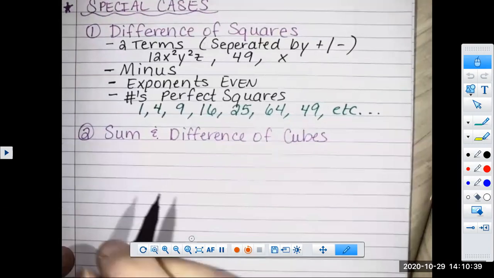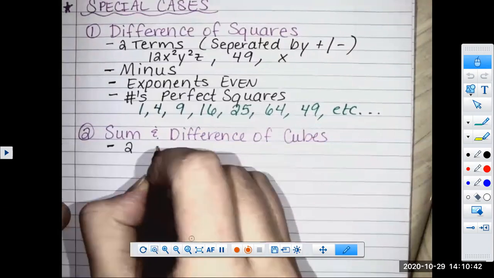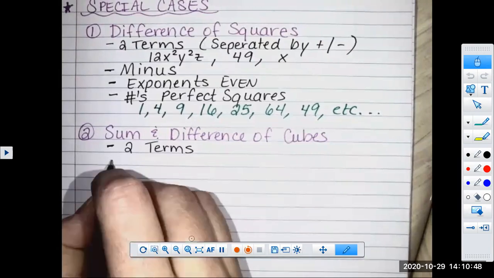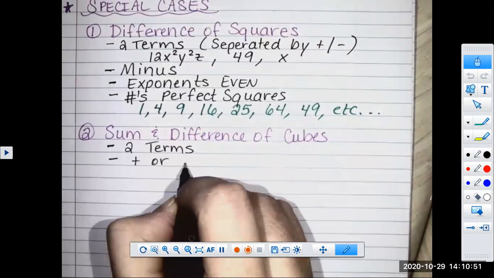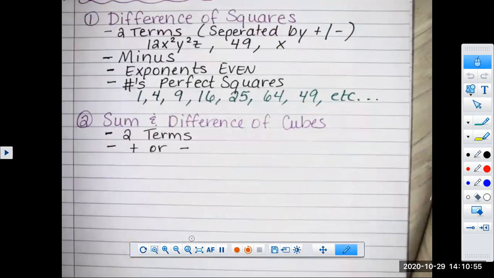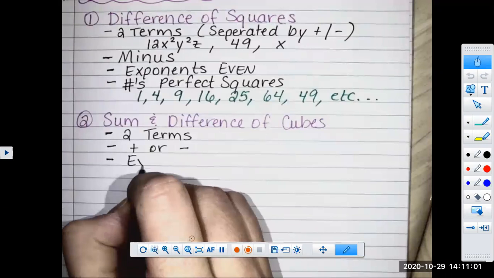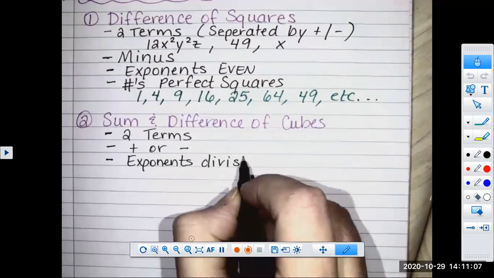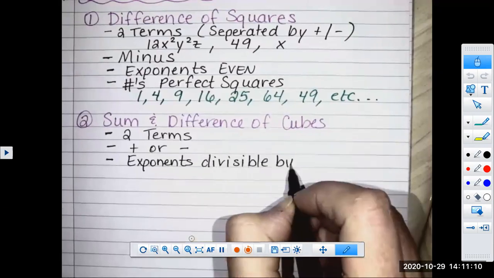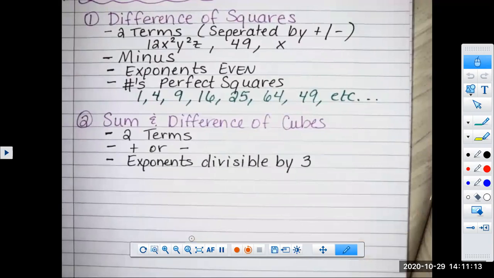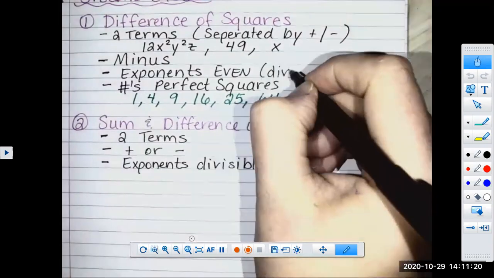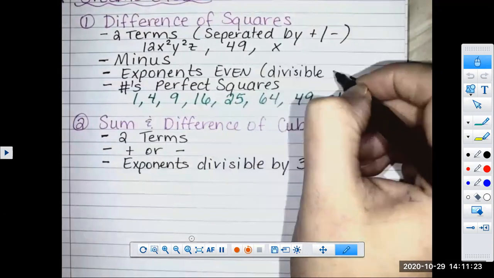So once again, what you're looking for here is you have two terms. You can have a plus sign or a minus sign in the middle. Your exponents are divisible by 3. You can go back up and make a note too: exponents are even just simply means they're divisible by 2. So that's what you're looking for if you want to do it that way. You don't have to.